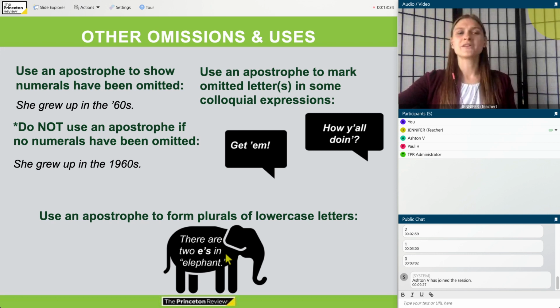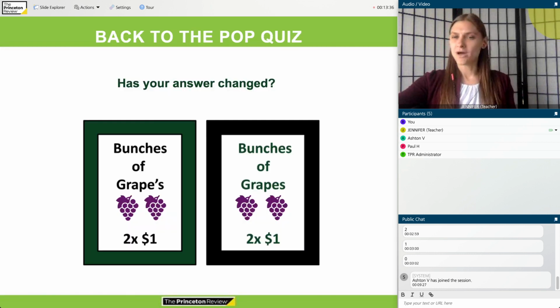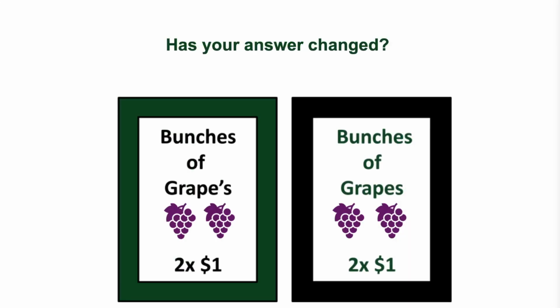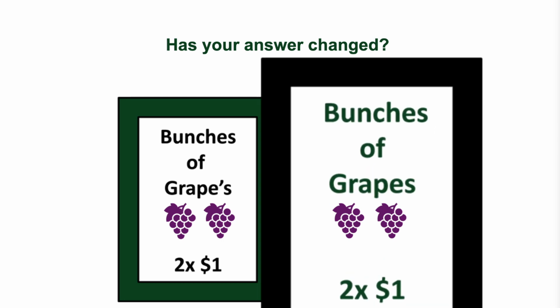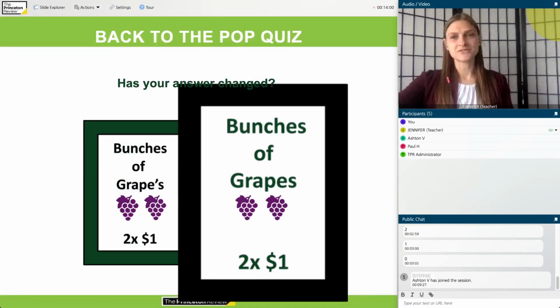So that brings us back to our pop quiz from earlier. Remember those bunches of grapes? Has your answer changed? We're looking at bunches of grapes. We're not dealing with possession. We're just looking at more than one bunch of grapes. So since we're looking at the plural form, we wouldn't need to use an apostrophe. And the one on the right, bunches of grapes without the apostrophe, is going to be the correct one.